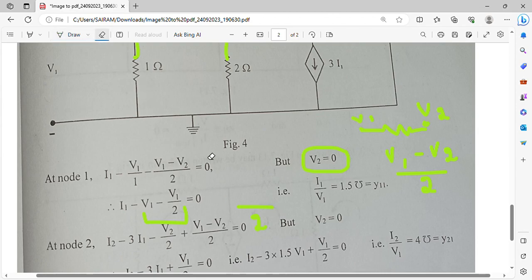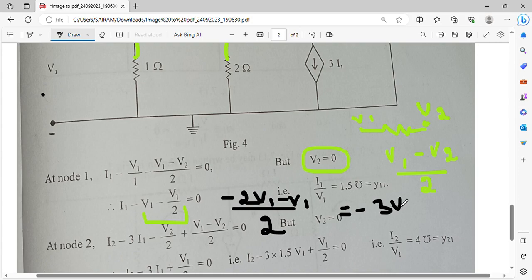If you solve that, you're going to take 2 as common over here, wherein this is minus 2 and this is minus 2V1 minus V1. So you are going to get minus 3V1 by 2, or you are going to get minus 1.5 V1, right? So this is the simplification of this whole thing.